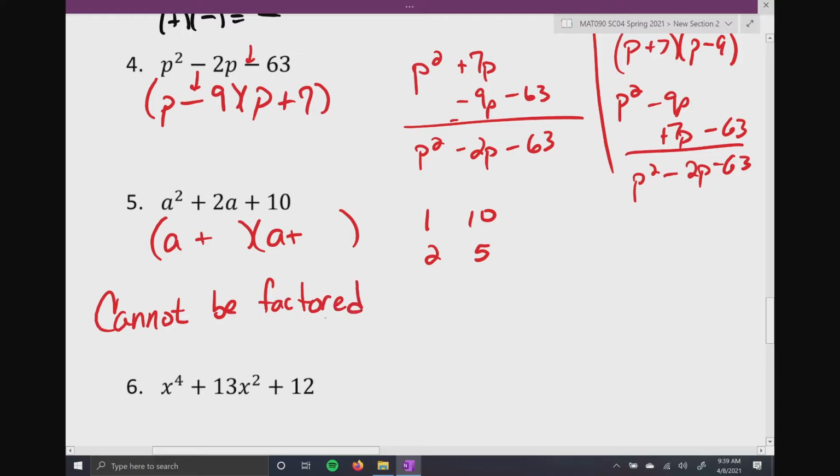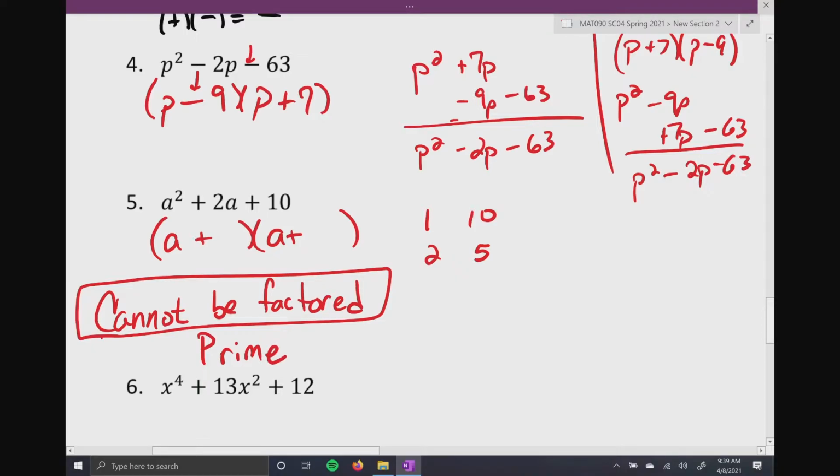This problem cannot be factored. You can't do it. There's a special name that we use. That word is called prime. Just like a prime number only has the factor 1 and the number itself, a prime polynomial, the only way you can factor it, so we just say it's prime. All right? Notice not every trinomial can be factored.